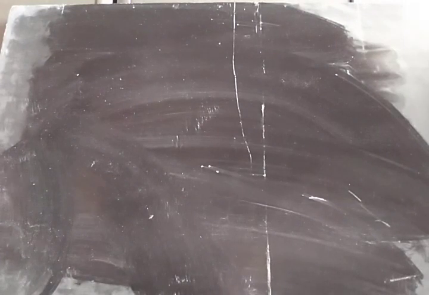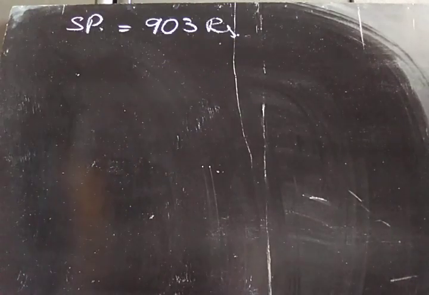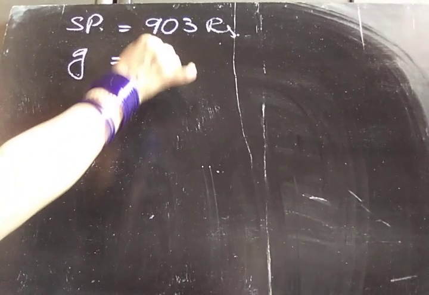Next, by selling a radio for 903 rupees, a shopkeeper gains 5%. Find the cost price of the radio. By selling a radio for 903 rupees, what is 903 rupees? Selling price. Okay, you have to find the cost price. The selling price of the radio is 903 rupees, and he gains 5%.